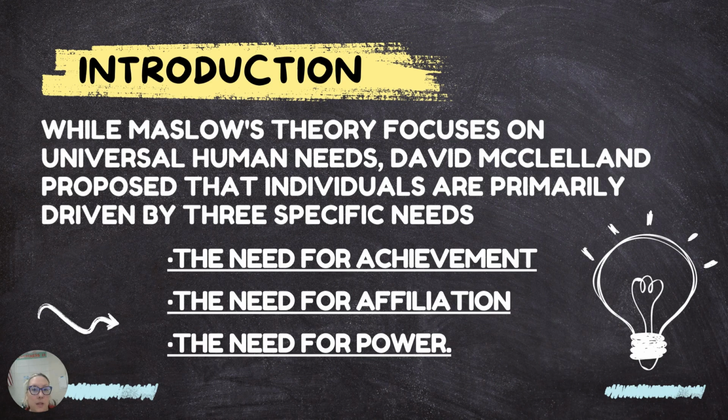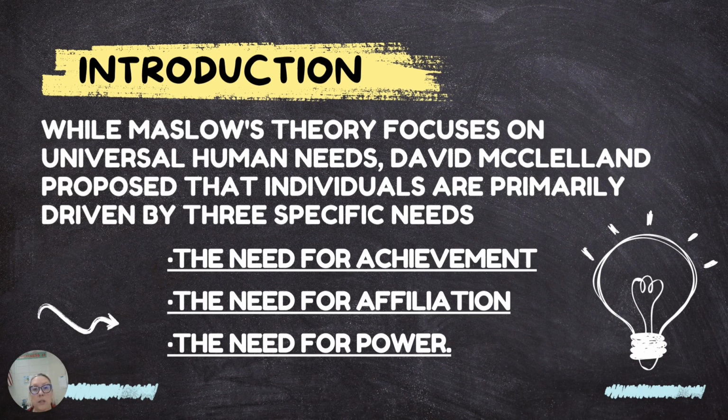Well, Maslow's theory, which we've been discussing in class over the last few days, focuses on the universal human need. David McClelland proposed that individuals are primarily driven by three specific needs, and those needs are the need for achievement, the need for affiliation, and the need for power. And we are going to take some time getting to know those a little bit deeper.